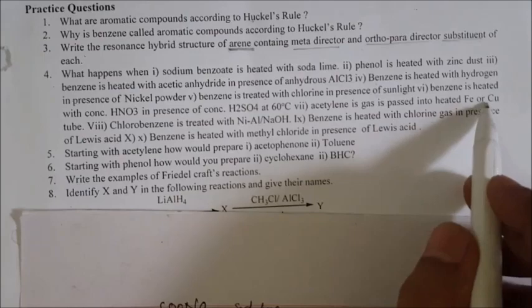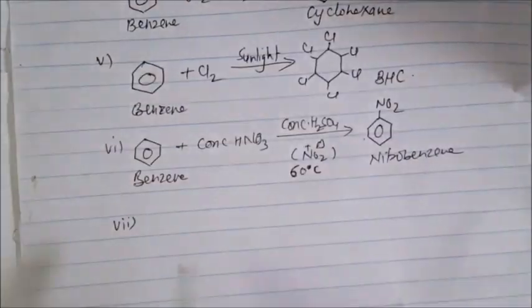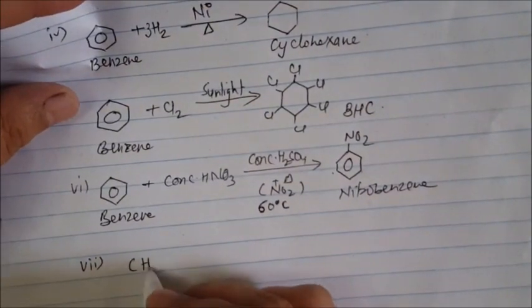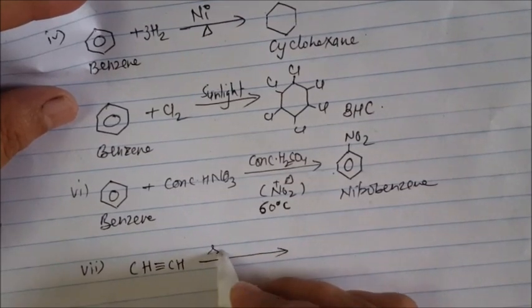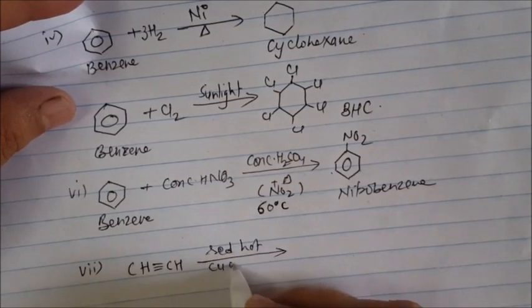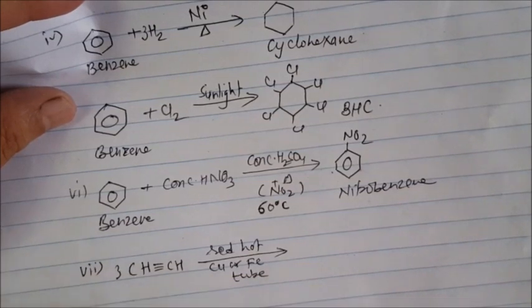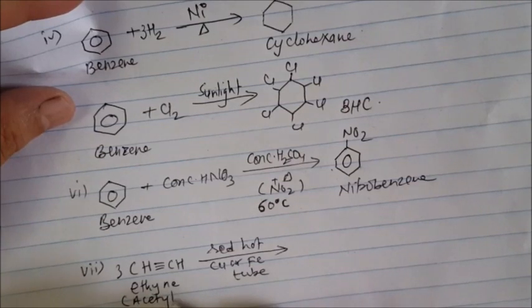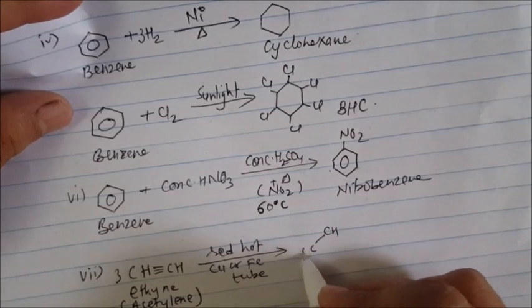Acetylene gas is passed into a heated iron or copper tube. This reaction is an aromatization or cyclization reaction. So we have CH triple bond CH, in a red hot copper or iron tube. 3 moles of acetylene are required. Then benzene is formed. We can write it down like this.